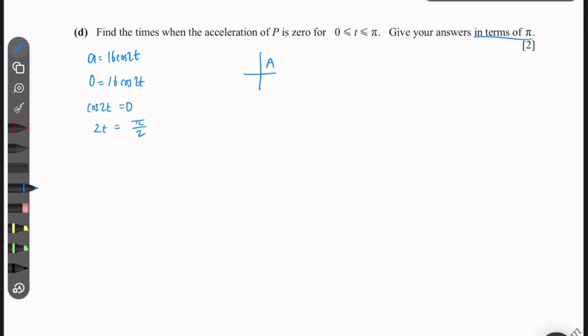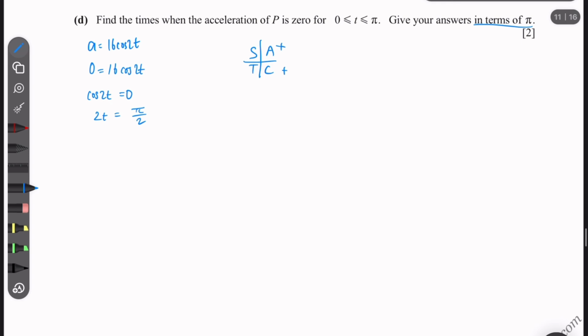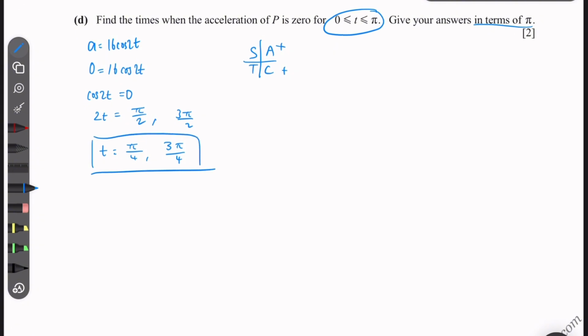And then cos is positive in the first and the fourth quadrant. So to find the angle in the fourth quadrant, you take 2 pi minus the base angle, which gives 3 pi over 2. And then you divide both of these answers by 2 to get the t values. And these values fit this range given in the question, so they are the final answers.